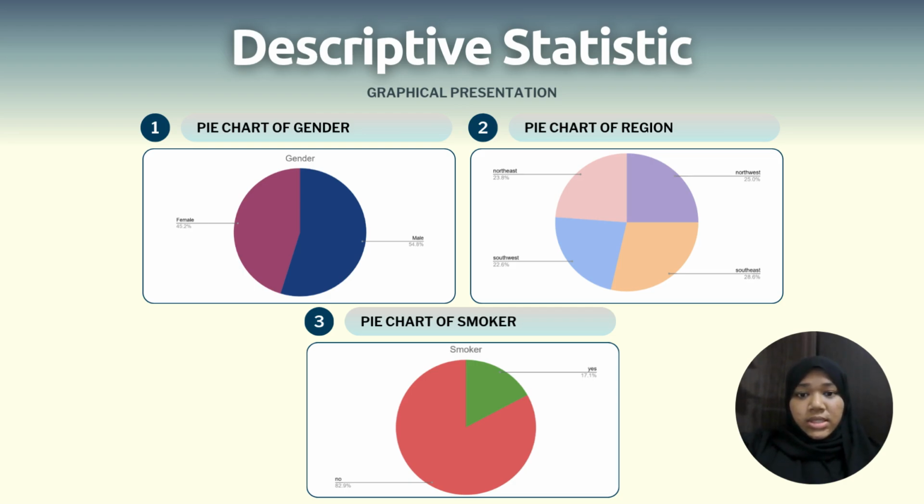For smoking status, the majority are non-smokers at 82.9%, with only smokers which is 17.1%. So overall, this chart show that our data set is diverse in gender, region, and most respondents are non-smokers.